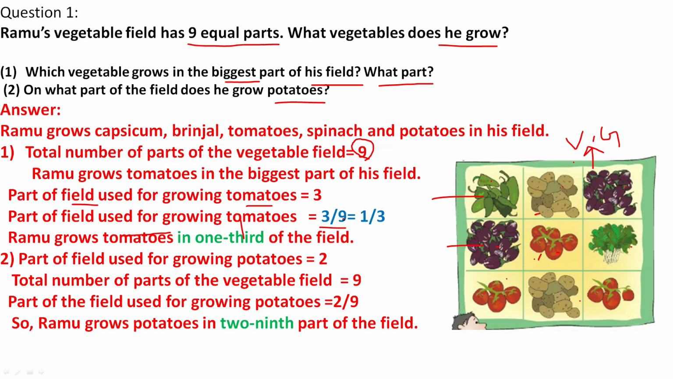So 3 by 9. You can simplify. 1 3 is 3, 3 3s are 9. So 1 by 3. 1 by 3 part he used for growing tomatoes. 1/3 of the field he grows tomatoes. Parts of the field used for growing potatoes: you can see 1, 2. So 2 parts out of 9. So 2 by 9. We can say 2/9 part of the field he grows potatoes.